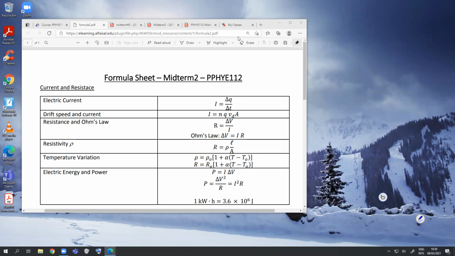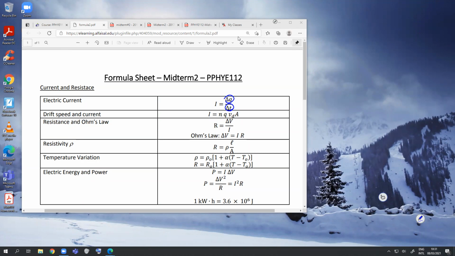So we started with the current, right? We defined what current is. That is the rate of flow of charges, delta Q divided by delta T. So we can have a question where charge and time are given and you're asked to find the current, or maybe the other way around, current and time are given and you're asked to find the charge, and so on.